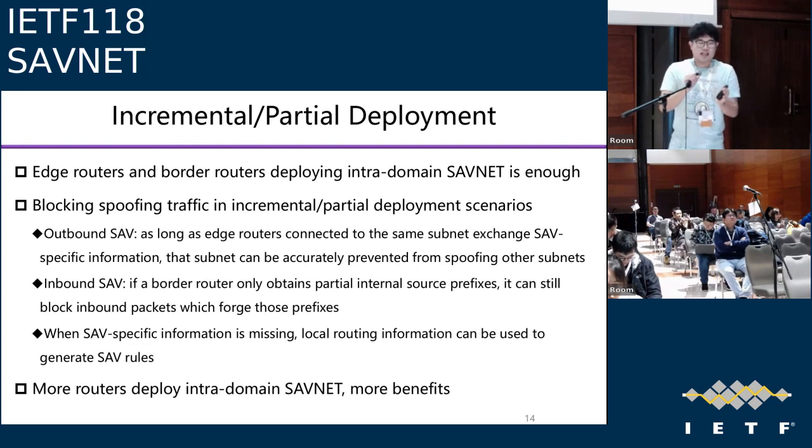And for inbound SAV, if a border router only obtains a partial internal source prefix, it can still block inbound packets which forge those prefixes. And when SAV-specific information is missing, local routing information can still be used to generate SAV rules. And moreover, if more intra-domain routers deploy the intra-domain subnet, the intra-domain network can gain more benefits because it can block more spoofing traffic.